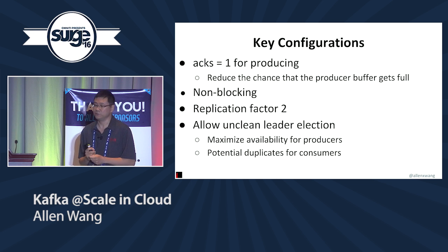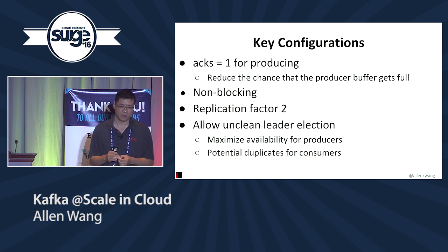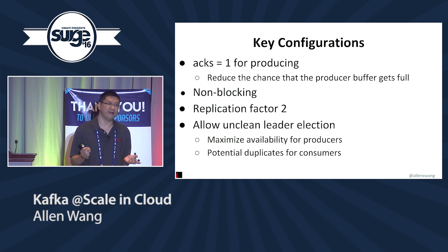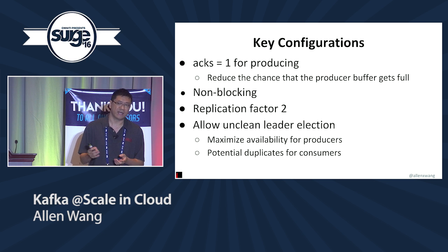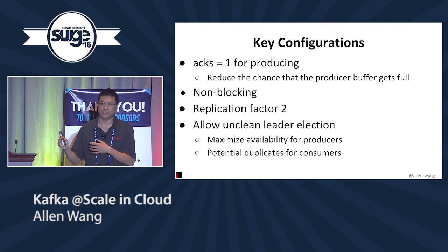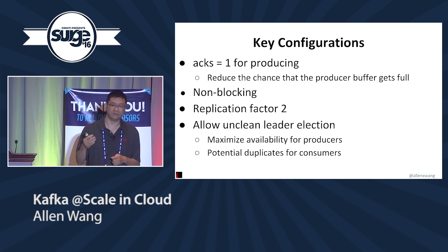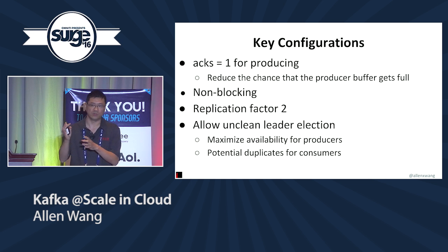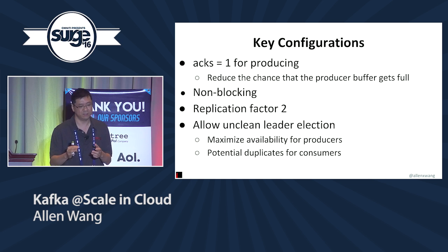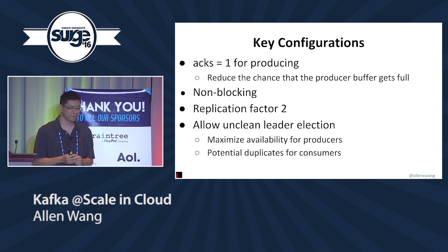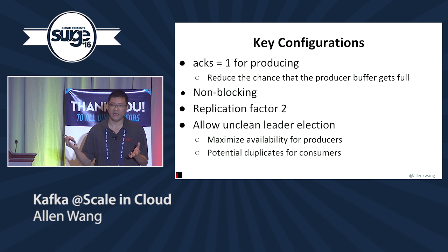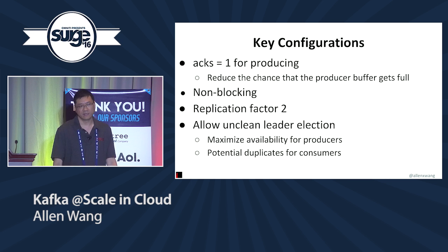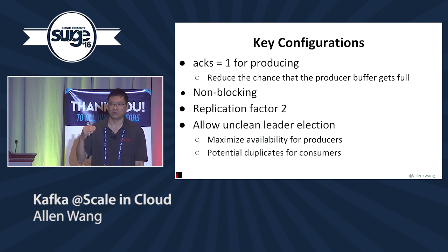And here are the key configurations we have for producers and brokers. On the producer side, we have acks equals 1. That means the leader of the partition does not have to wait for the followers to acknowledge the message. That improves the latency of the response to the produce request and minimizes the chances that the producer buffer gets full. As I mentioned before, we use non-blocking event publishing, and in case the buffer gets full, we just have to drop some messages.